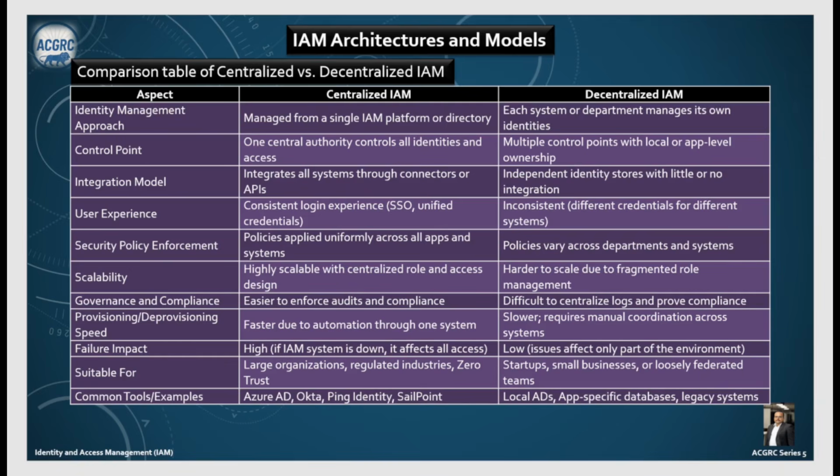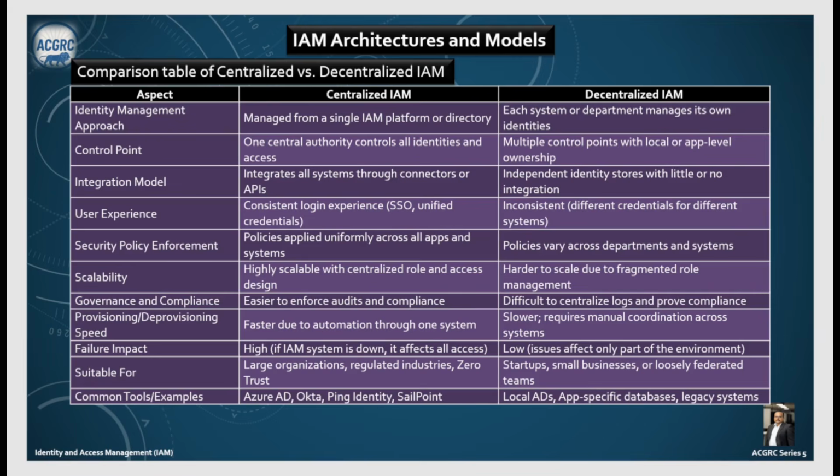Let's compare centralized and decentralized IAM. From an identity management perspective, centralized IAM manages from a single IAM platform or directory, whereas in decentralized, each system or department manages its own. From a control point perspective, in centralized, one central authority controls all identity. With decentralized, you have multiple control points or app level ownership. From an integration perspective, centralized integrates all systems through connectors or APIs. When it is decentralized, there are independent identity stores with little or no integration.